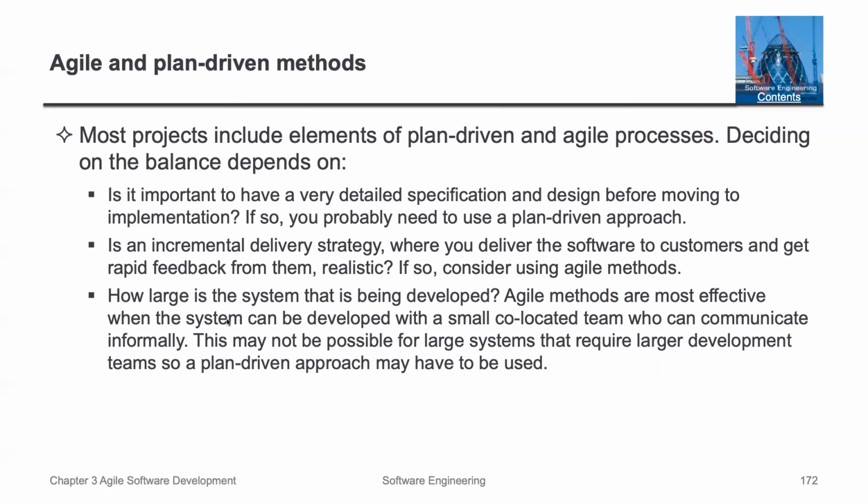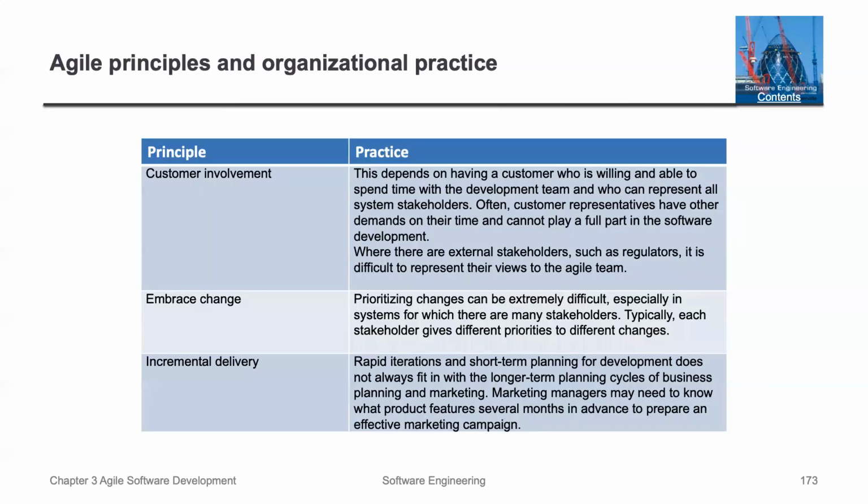However, how large is the system that is being developed? Agile methods are most effective when the system can be developed with a small co-located team who can communicate informally. This may not be possible for large systems that require large development teams. So a plan-driven approach may have to be used in that case.